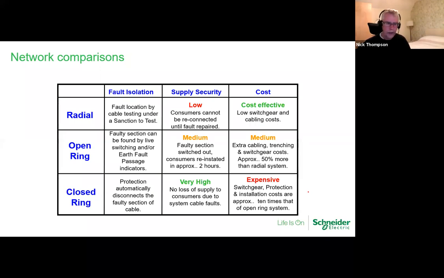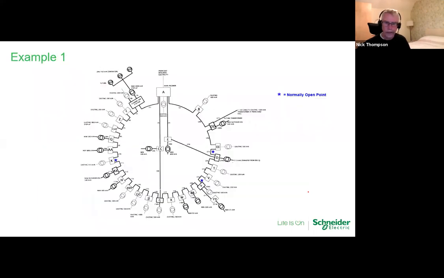Okay, so with closed ring, you won't necessarily see interruption in supply. You may just see the lights dimming and then going bright again, and that would happen very, very quickly whilst the protection relays pick up and then trip. They will send a trip signal very, very quickly, far quicker than you will get with an IDMT protection relay.